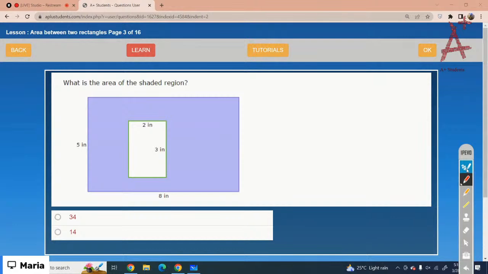So again, we have to calculate the area of the bigger shape. It would be 8 times 5, that is 40. Then the area of the smaller shape, that would be 2 times 3, that would be 6. So the area of the shaded region is 40 minus 6, that would be 34. Got it, everyone?